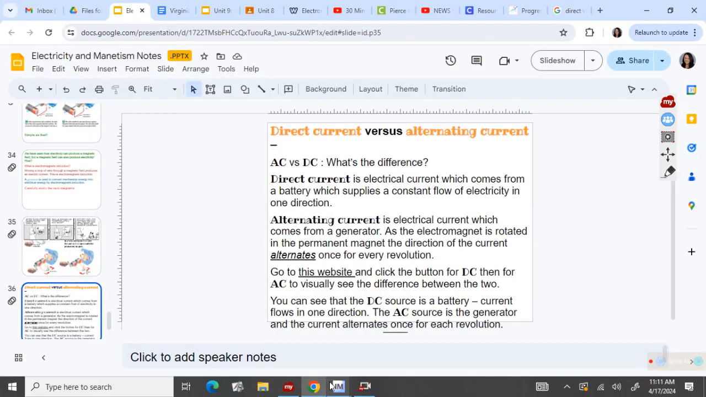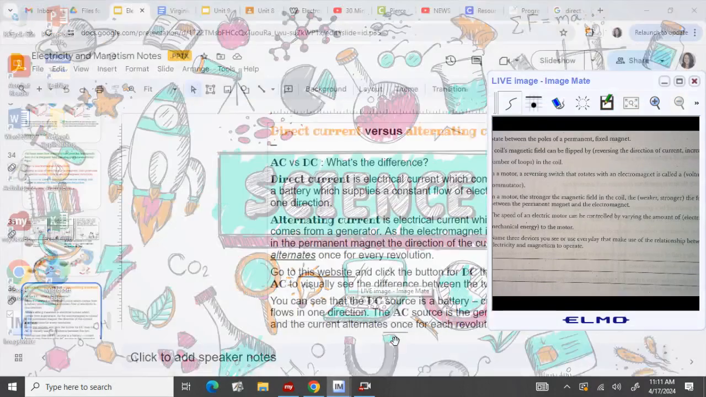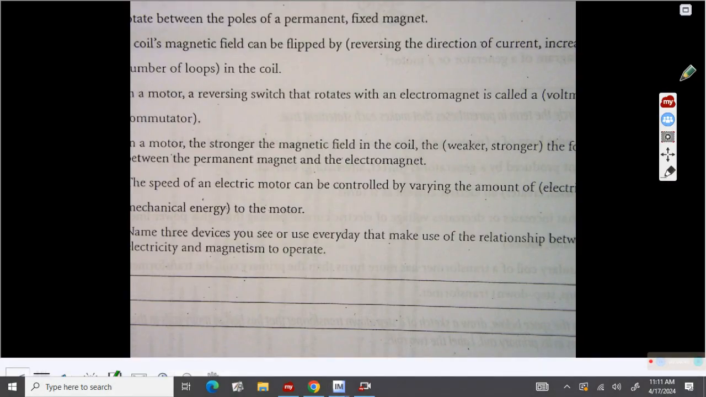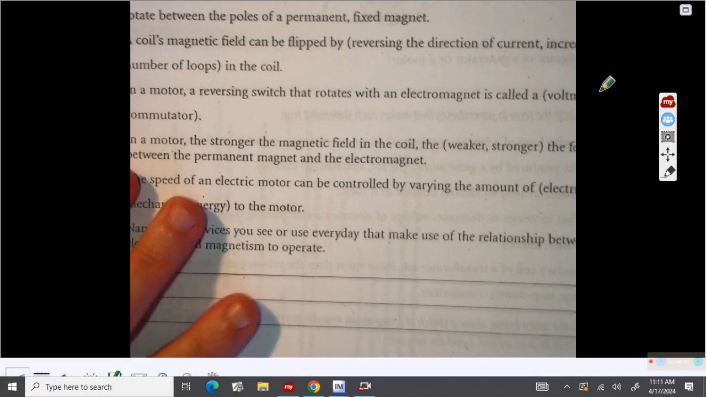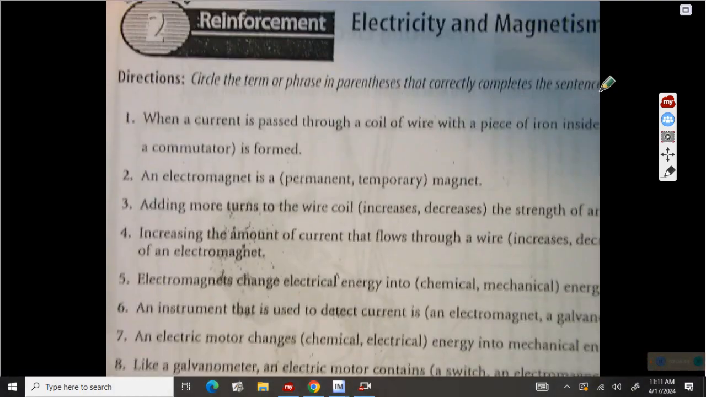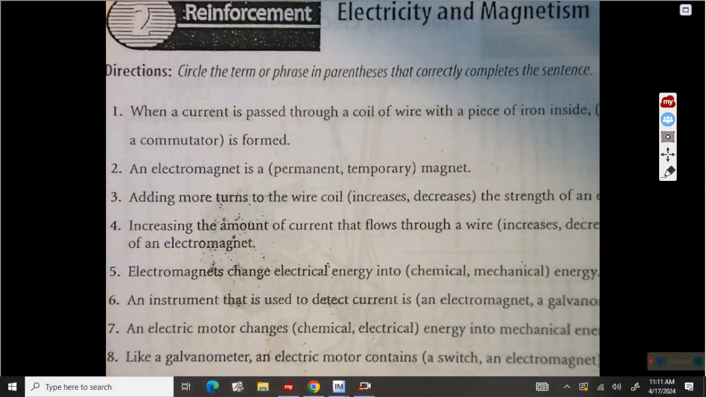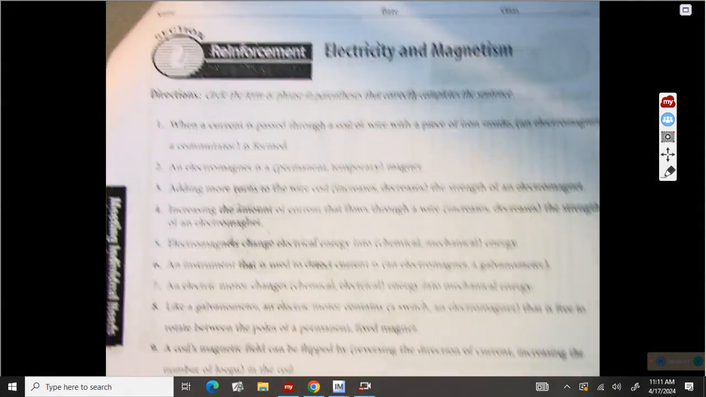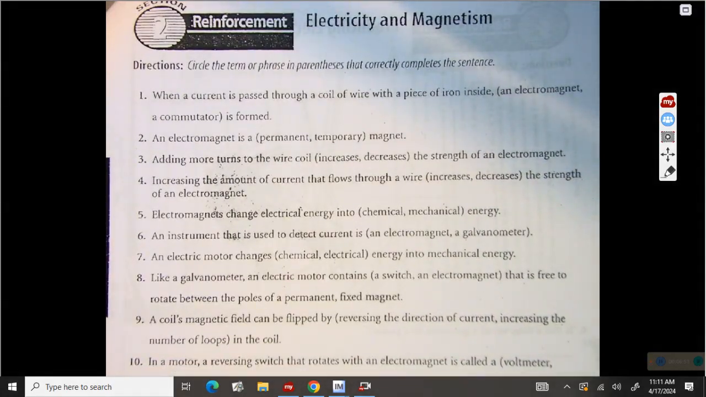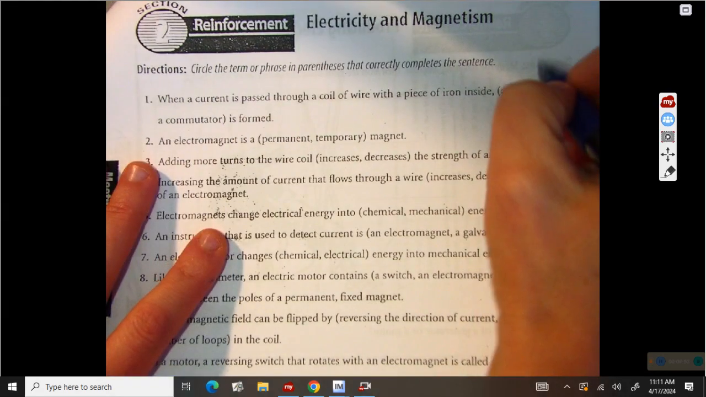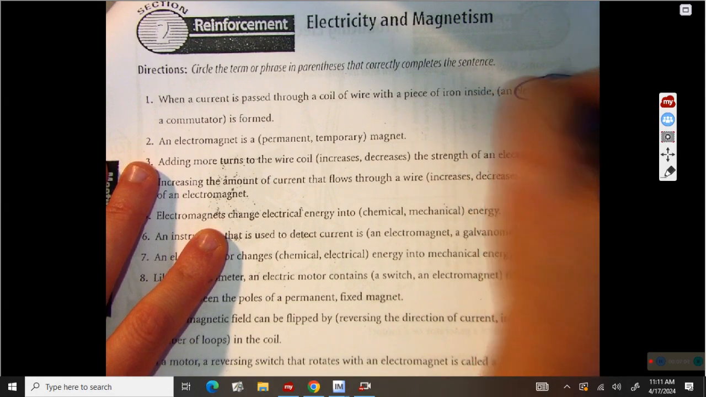So what I want you to do is look in your packets at page 13. If you look at page 13, at the top it says electricity and magnetism. When a current is passed through a coil of wire with a piece of iron inside of it, we create what you saw in that motor and generator, which is called an electromagnet.